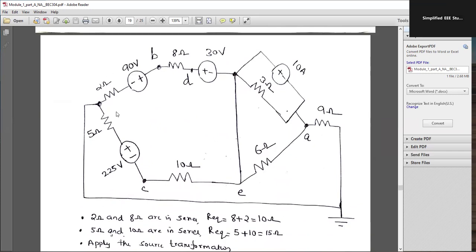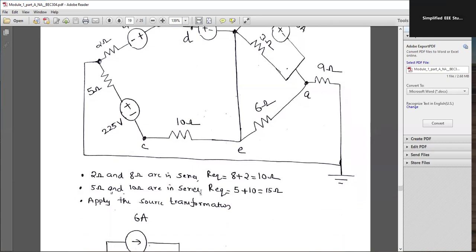Okay, now you have to do the simplification. How to do the simplification? All of you please look at here. 2 ohm and 8 ohm are connected in series. Therefore, 2 plus 8 is nothing but 10 ohm. Similarly, 5 ohm and 10 ohm are in series. 5 ohm is here, 10 ohm is here. Both are in series. Therefore, total resistor is equal to 15 ohm.